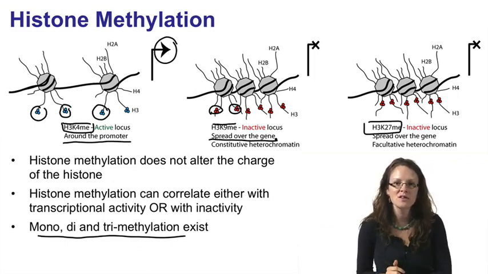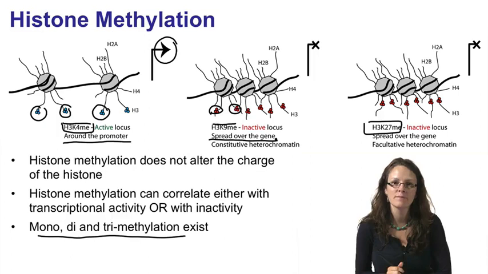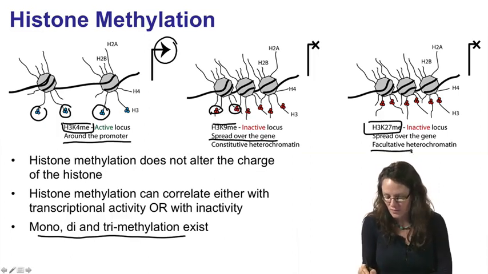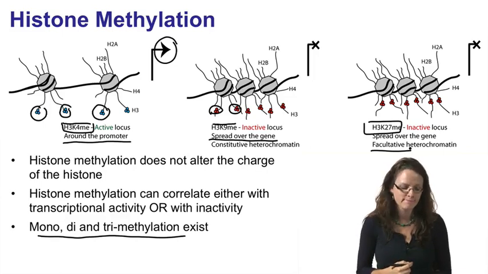H3K27 methylation is similar to H3K9 methylation in that it's also an inactive mark, and it's also spread over the entire gene. But in this case, it's more associated with facultative heterochromatin, the sort that varies between cell types. So it's associated with tissue-specific gene silencing and is also associated with the inactive X chromosome.